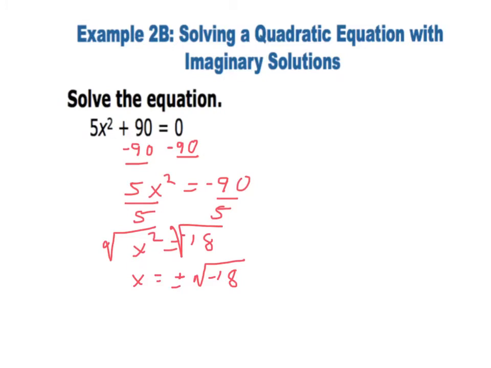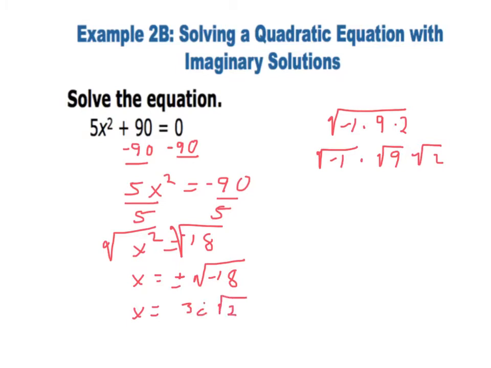So remember, -18 is what? Let's go over here and write this. It's going to be -1 times 18, and is there a perfect square in 18? Well, yes, 9 times 2. Okay, so that gives us the square root of -1 times the square root of 9 times the square root of 2. And then we can see that x is going to be equal to plus or minus 3i times the square root of 2. And of course, don't forget, put it in set builder notation. Alright, and that's how you do that problem.